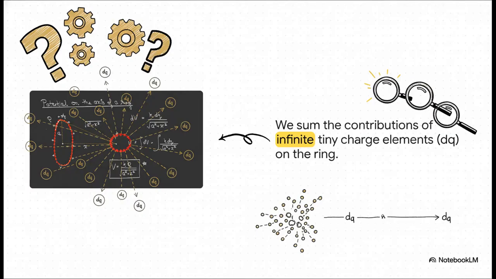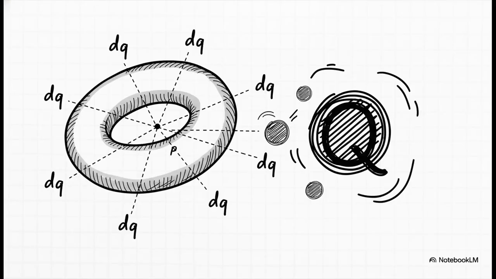We use the exact same principle as before. We just break the ring into a bajillion tiny little point charges. We'll call them dq. And here's the beautiful part. Every single one of those little charge elements is the exact same distance from our point P on the axis. And because every little dq is at the same distance, we don't even need to do any complicated integration.